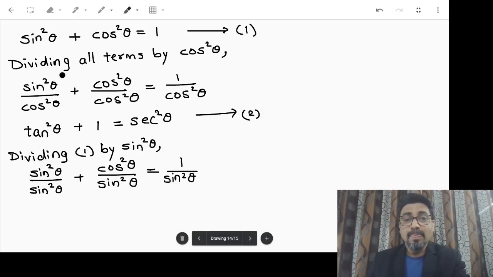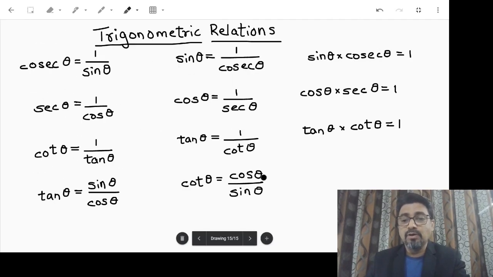Now dividing this first identity, that is sine square theta plus cos square theta is equal to 1, if I divide all terms now by sine square theta, what will I get? I will have sine square upon sine square, cos square theta also divided by sine square theta, and 1 on the right side upon sine square theta. Now students, sine square upon sine square, we know it's going to get cancelled. It will become 1. But cos square upon sine square, what is cos upon sine? Cos upon sine was cot. So cos square upon sine square will be cot square.